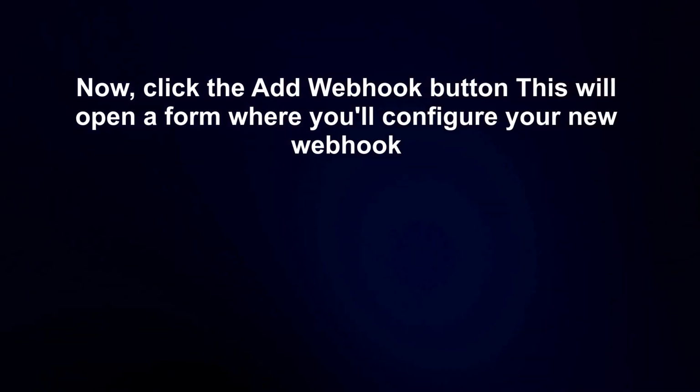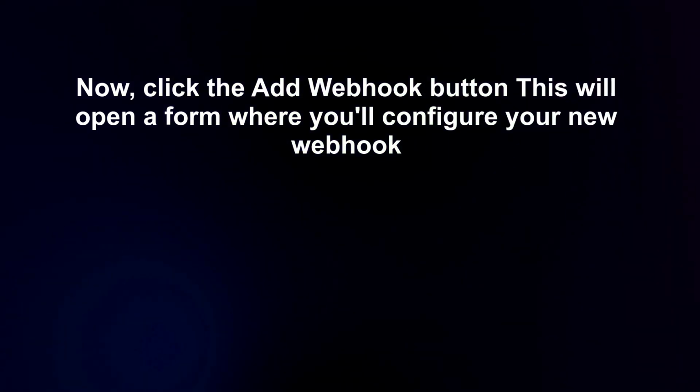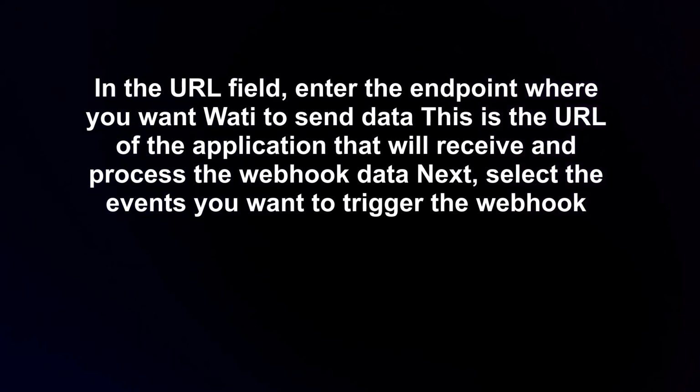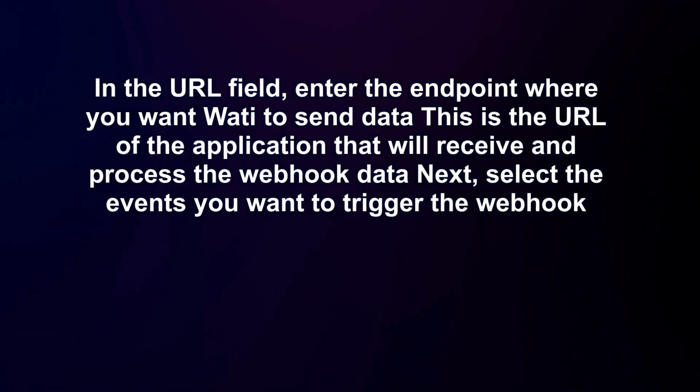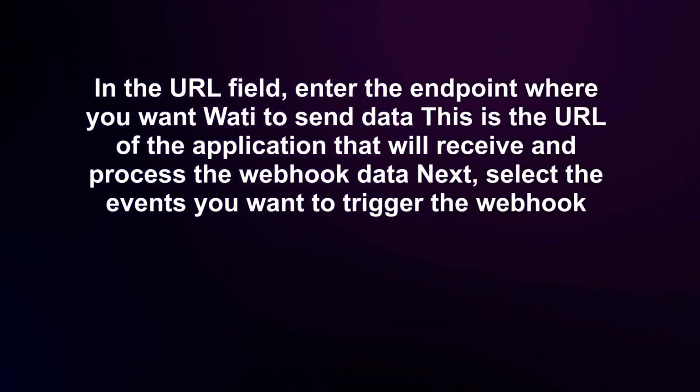Now, click the Add Webhook button. This will open a form where you'll configure your new webhook. In the URL field, enter the endpoint where you want Wati to send data. This is the URL of the application that will receive and process the webhook data.